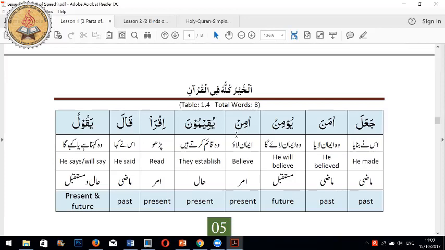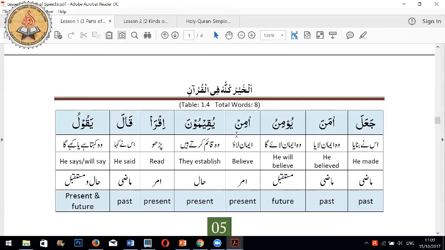Now remember, amin, just see the last letter of yu'minu, noon with dhamma, not with fatha as in the previous two words, ja'ala or amana. And amin at this point has noon with sukun, and it just means believe. And this is a present believe.